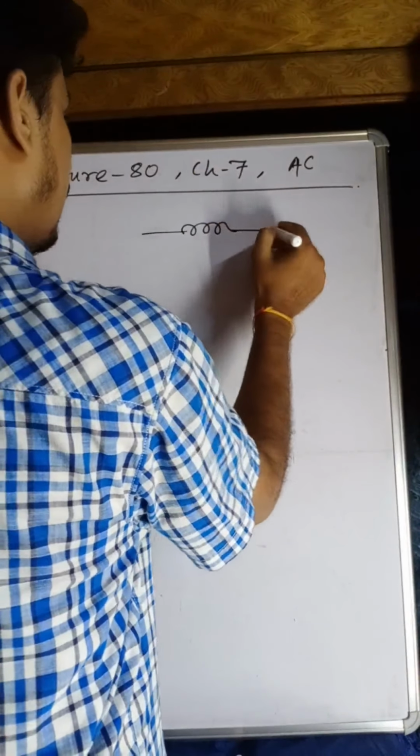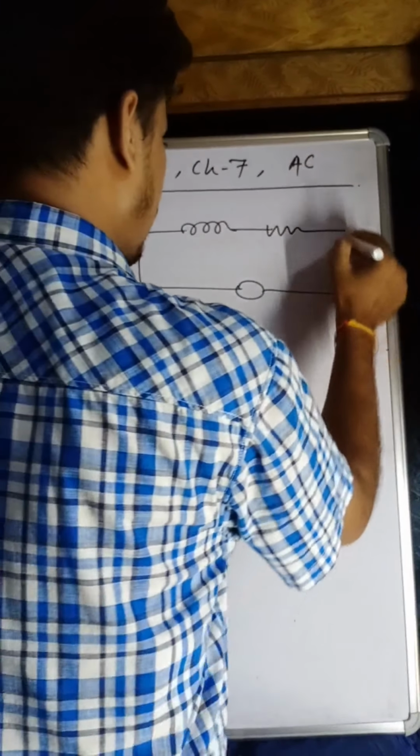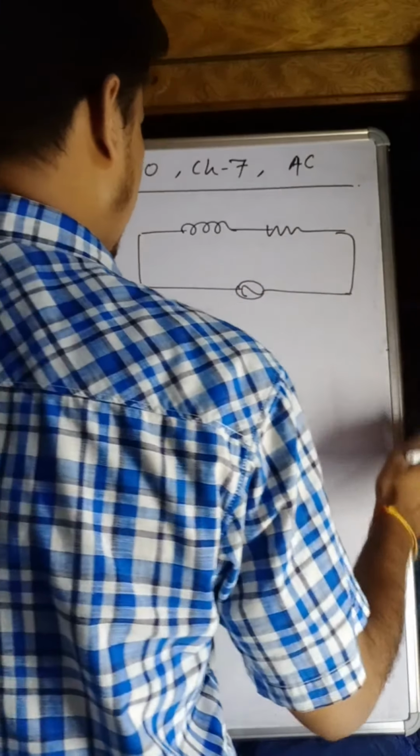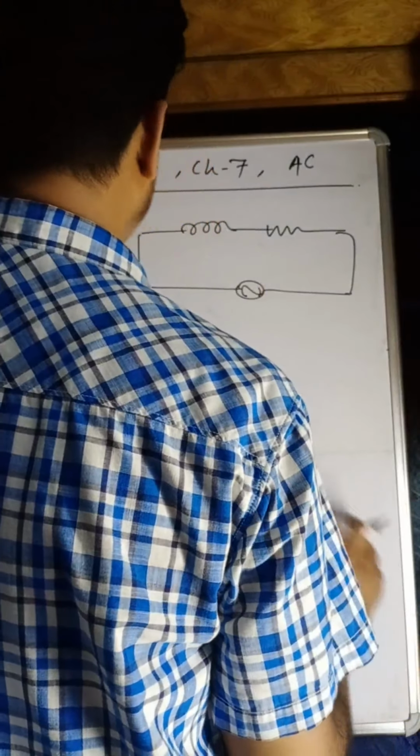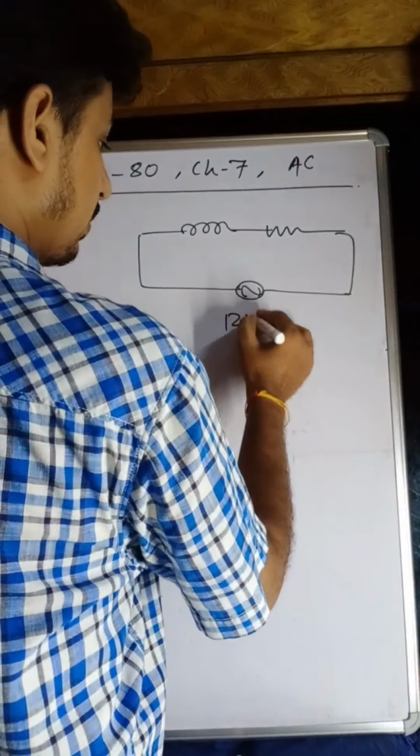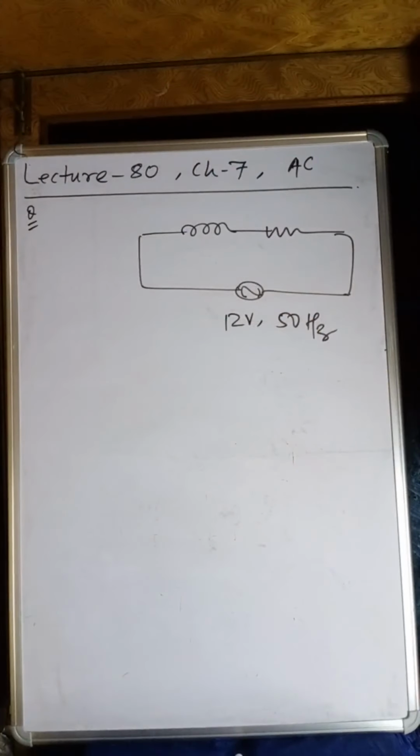This is the LR circuit. It was a demand of students to write a little bit in a bigger font. That's why, my dear students, I'm using the large space of the board. Here in this LR circuit, a 12 volt supply with 50 Hertz is given.